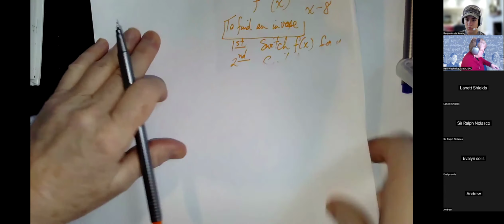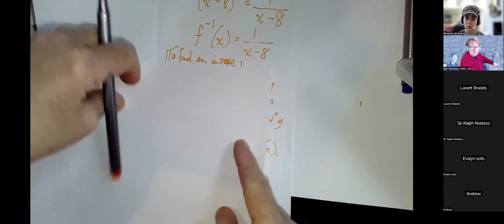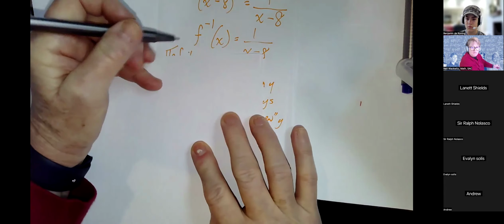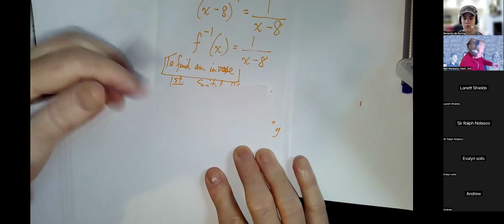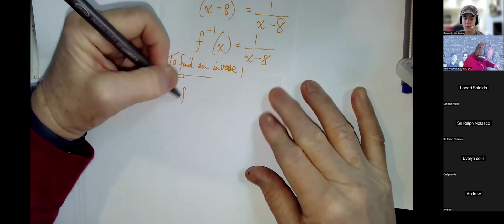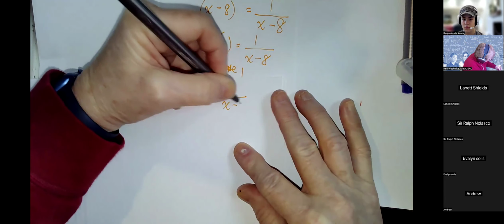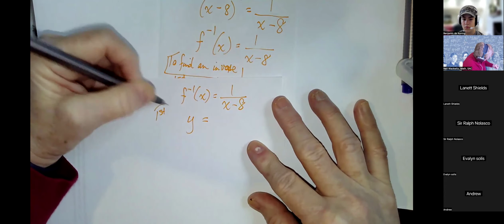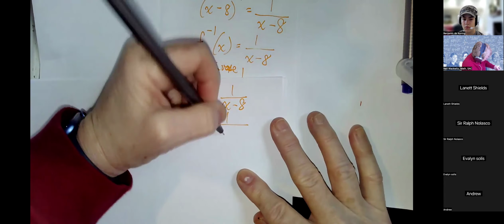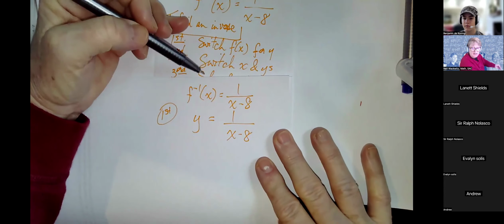Okay. So we're going backwards, which is fine. So instead of f inverse, we want to put y. So I'm going to write, so start with f inverse of x equals 1 over x minus 8. Now I have y equals, so this is the first step, y equals 1 over x minus 8. The second step is to switch x's and y's.